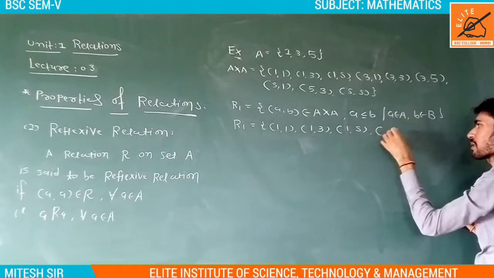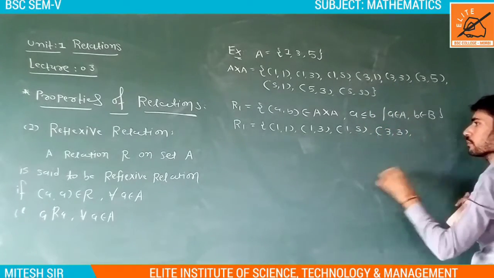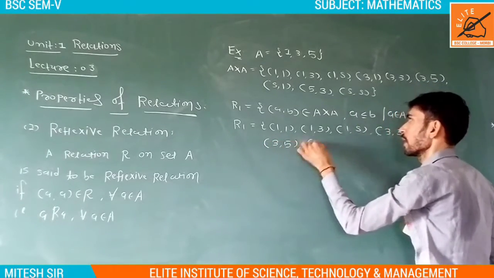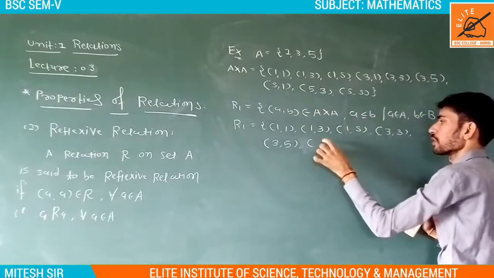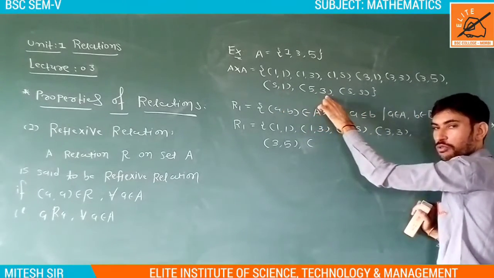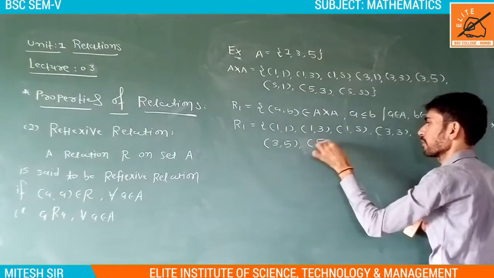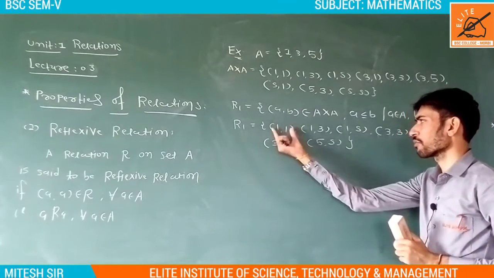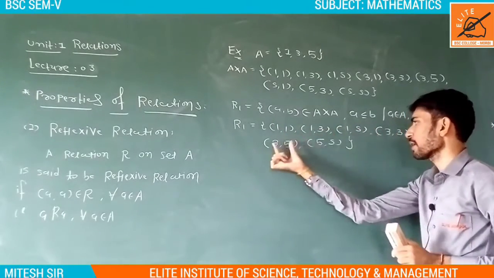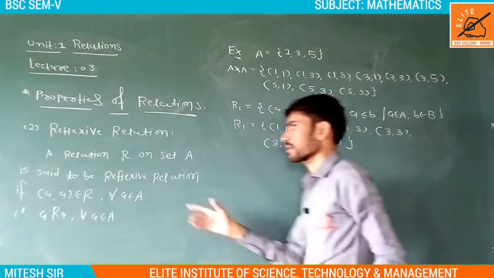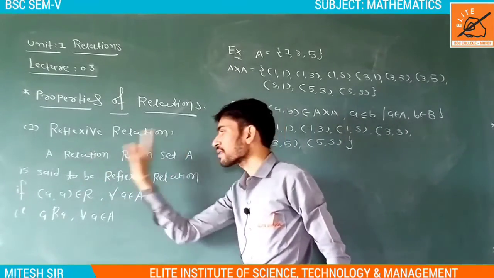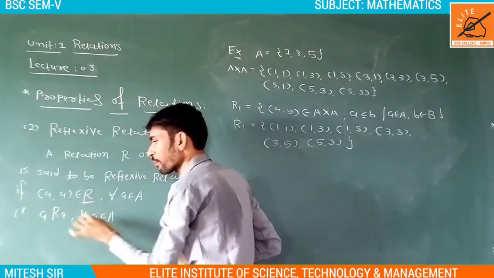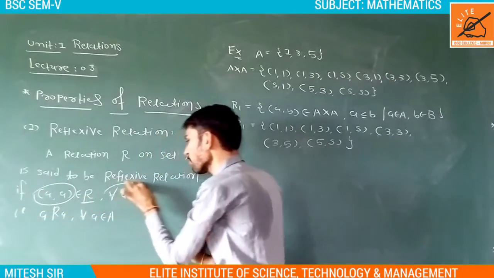(3,3) satisfies this condition. Next pair is (3,5) which also satisfies this condition. Next pair is (5,1), which does not satisfy this condition, so it does not belong in our relation. (5,3) does not satisfy this condition, and the final pair is (5,5). So now look at the relation R1. Relation R1 contains the pairs (1,1), (1,3), (1,5), (3,3), (3,5) and (5,5). Now we discuss the definition. A relation R on set A is said to be reflexive relation if your relation contains the pair (a, a) for every a belongs to A.